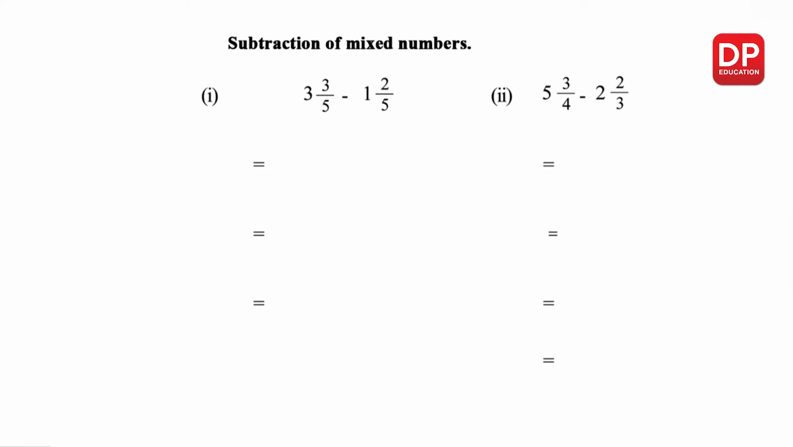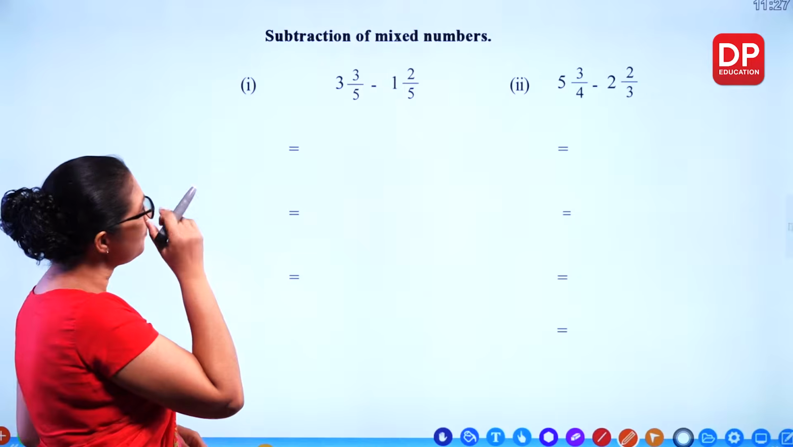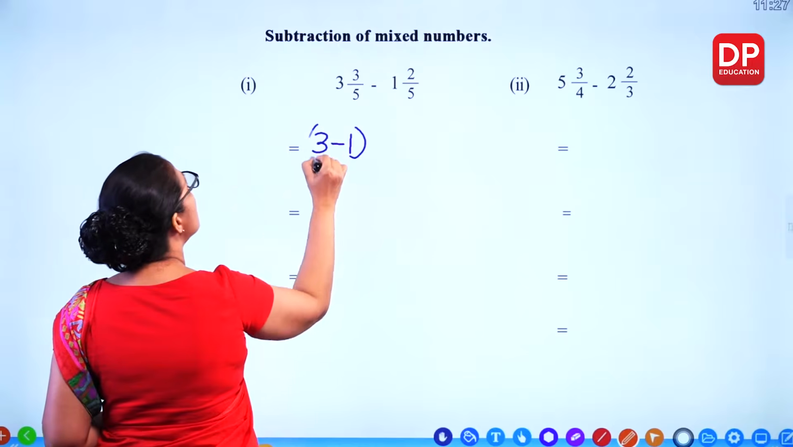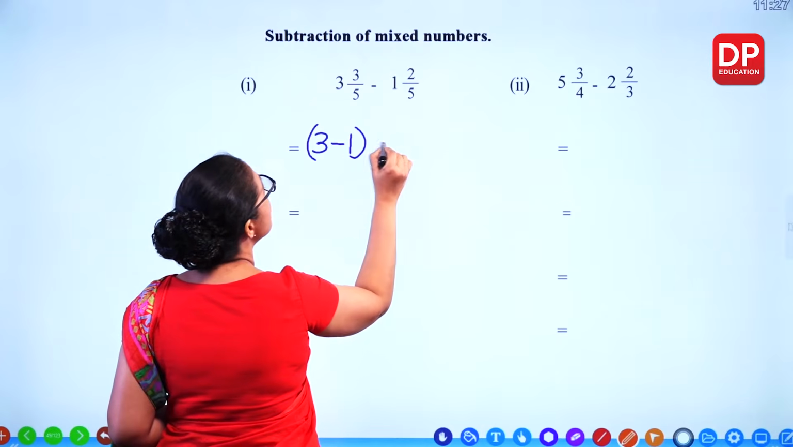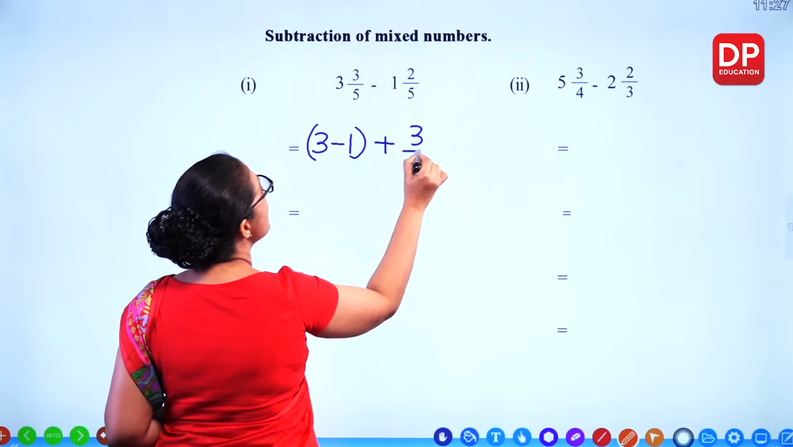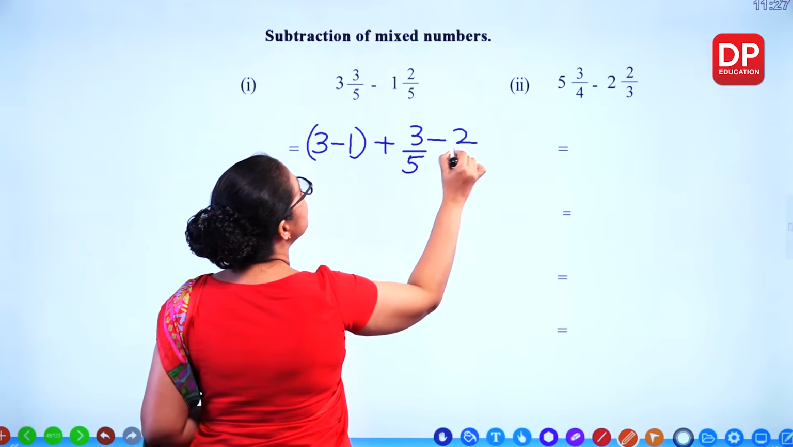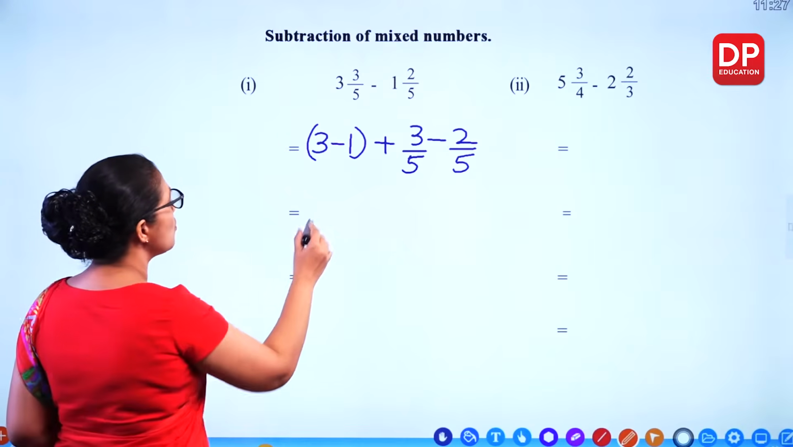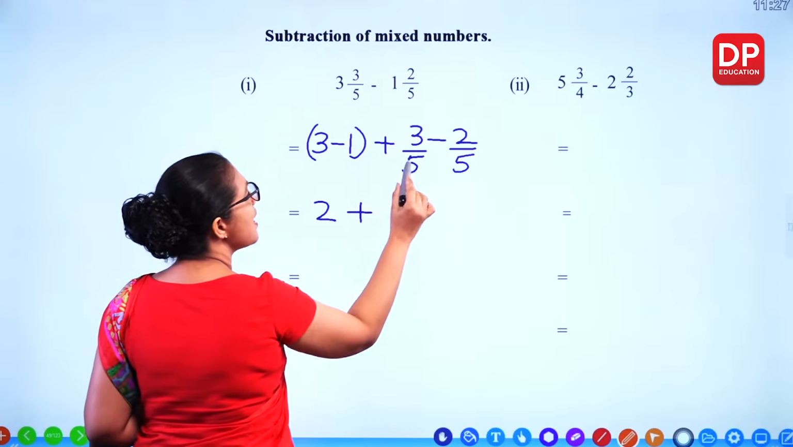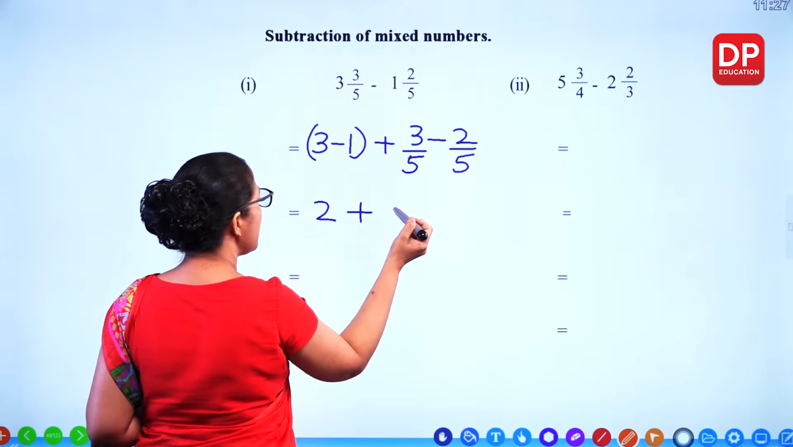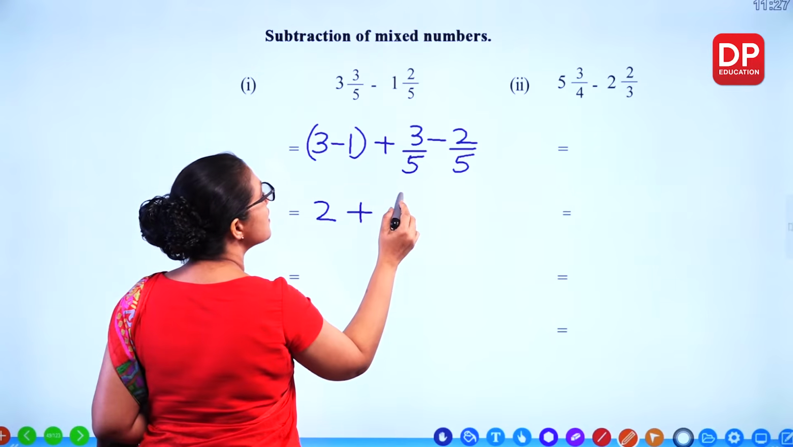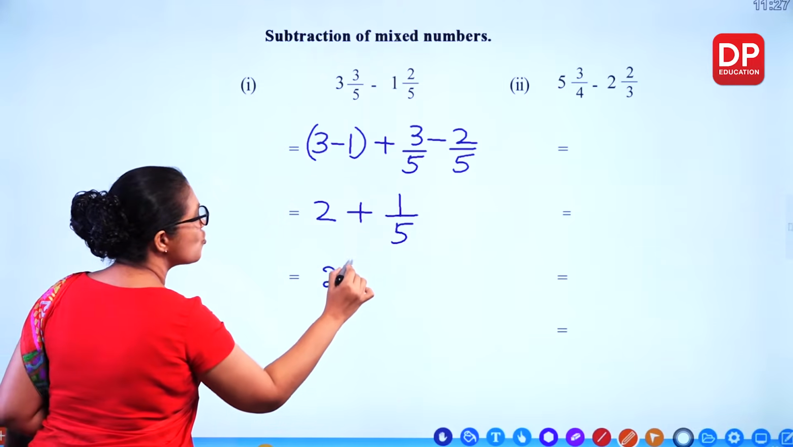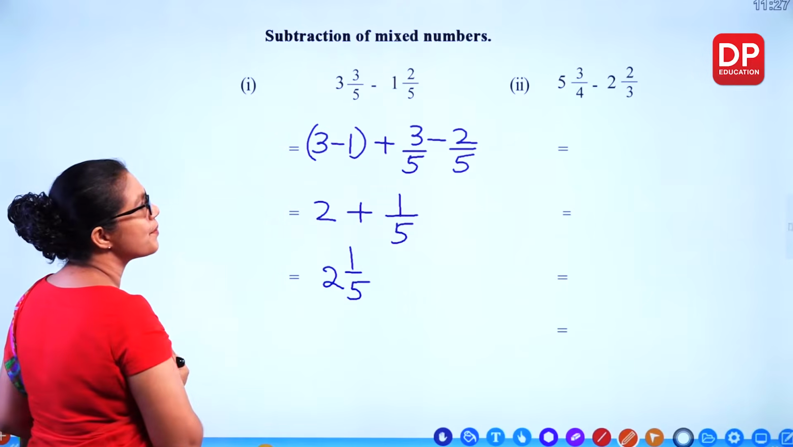Now, how do we subtract the mixed numbers? Same thing. You take the whole numbers and fractions separately. 3 minus 1, you get 2. Here, same denominator, you can subtract the numerators. 3 minus 2, 1. 1 over 5. So the answer is 2 and 1/5.